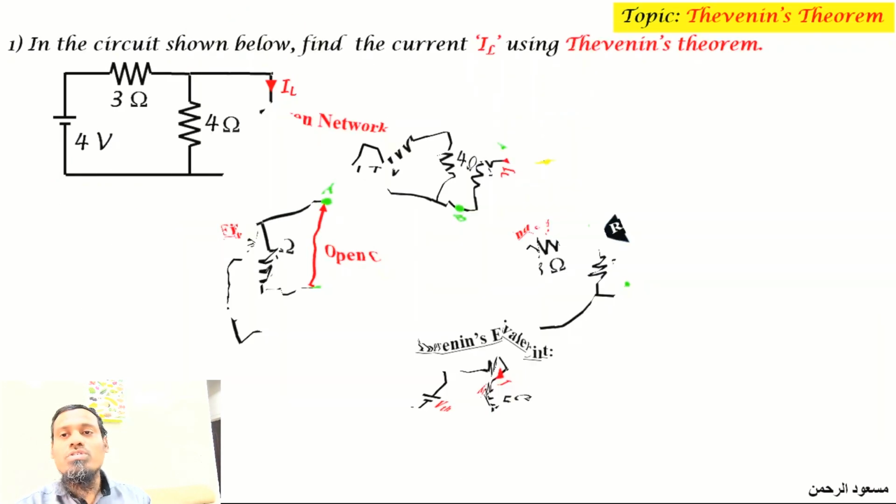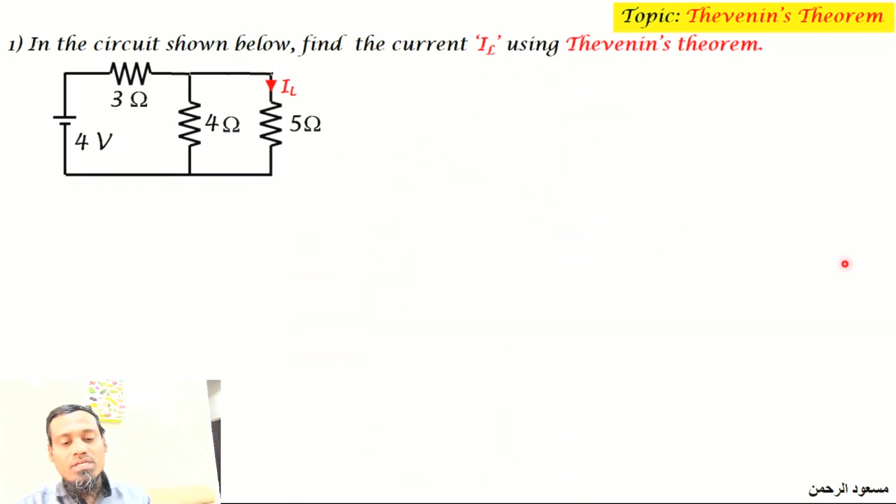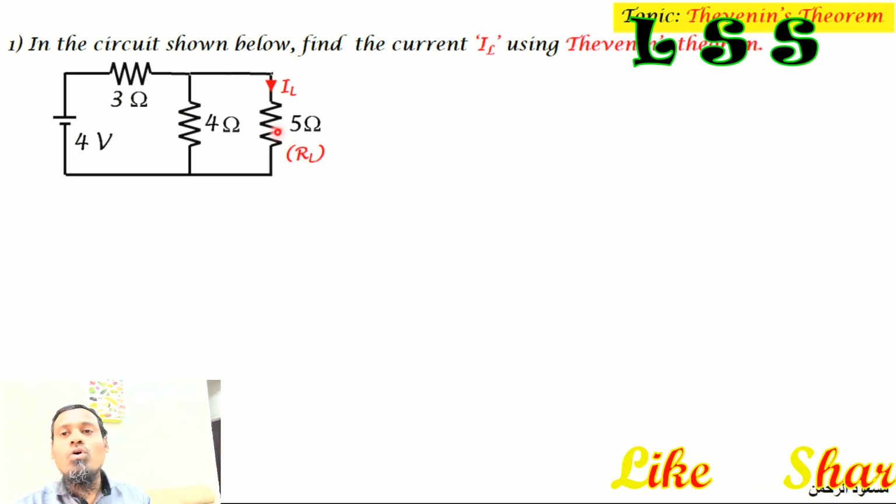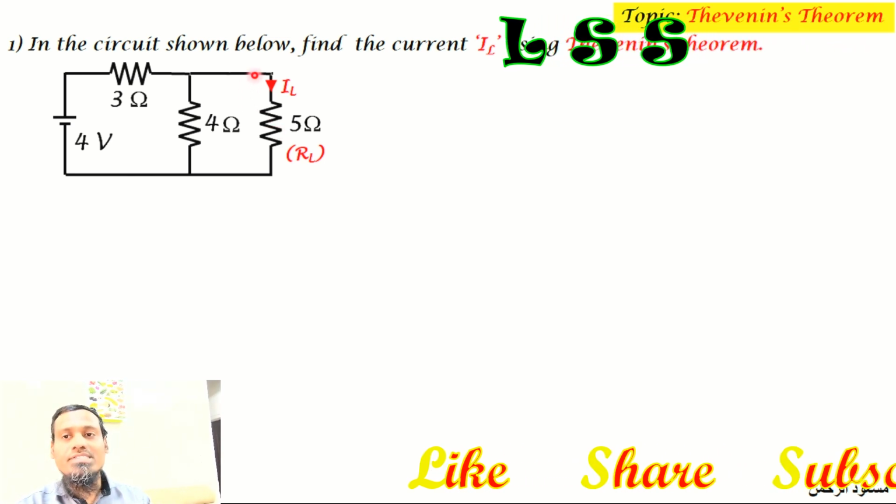Let us do the solution for the considered network. Let us assume that the given problem is: in the circuit shown below, find the current IL using Thevenin's theorem. By the words Thevenin's theorem, what we have to do first of all is convert this given network into a Thevenin equivalent network. Before that, as they have marked the current IL in this branch, we will consider the 5 ohm resistance to be the load resistance.